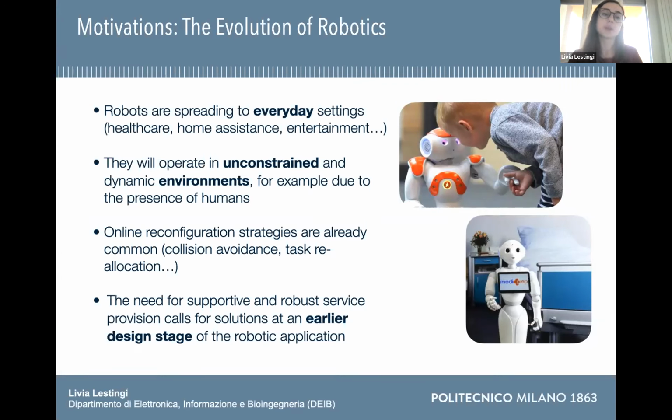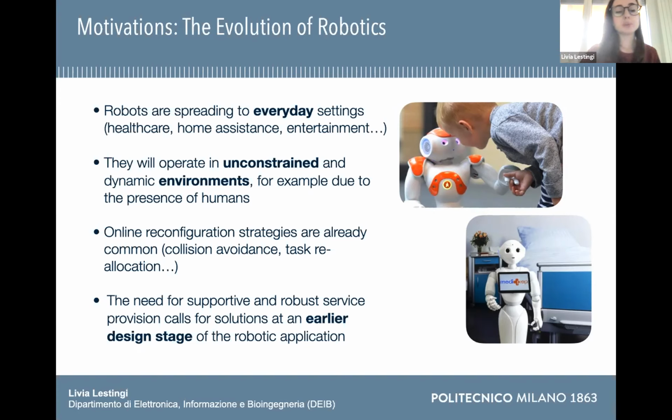So as the title suggested, the context of my research is the future evolution of robotics. Robots historically have been mostly found in industrial settings, but they are now quickly spreading to everyday settings such as healthcare, home assistance, entertainment, and so on. The main distinguishing feature between all these different settings is that these are much less constrained and much less predictable environments, mostly due to the large presence of humans that robots have to interact with.